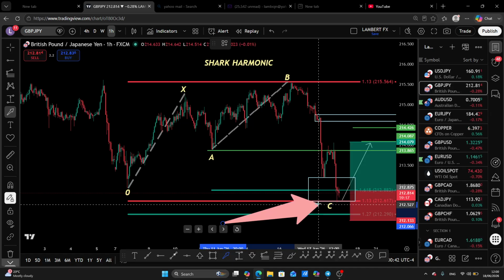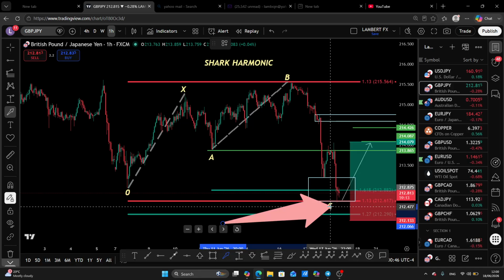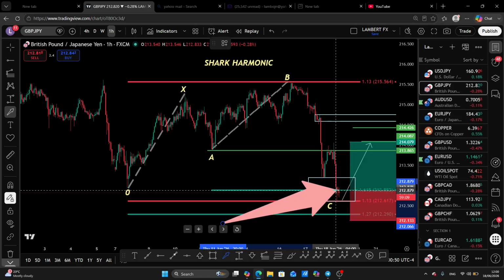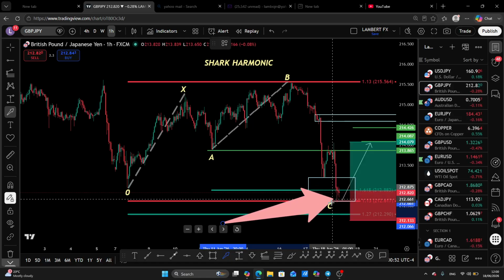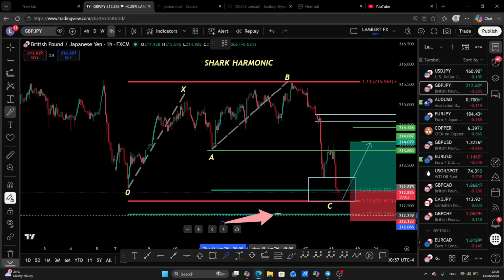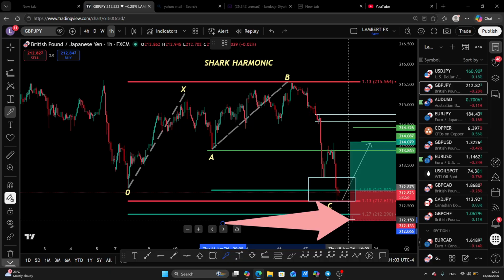Okay, so once I saw this rejection, I was happy that we've completed our C leg. So now I've just gone long, just before the video. I've added a second fib, which is a 1.27, which is a fib after 1.13, and I've put my stop just below the second fib.